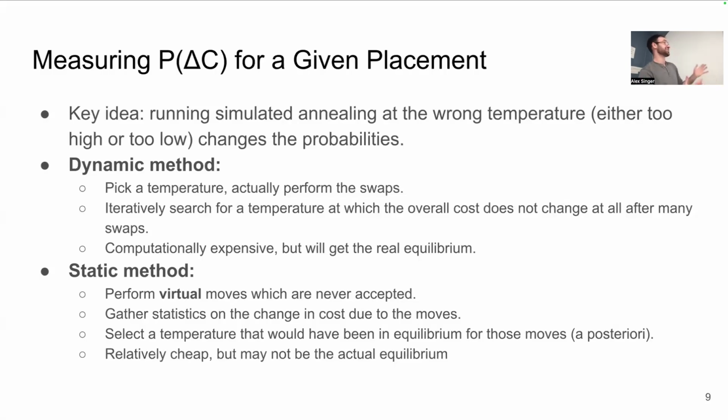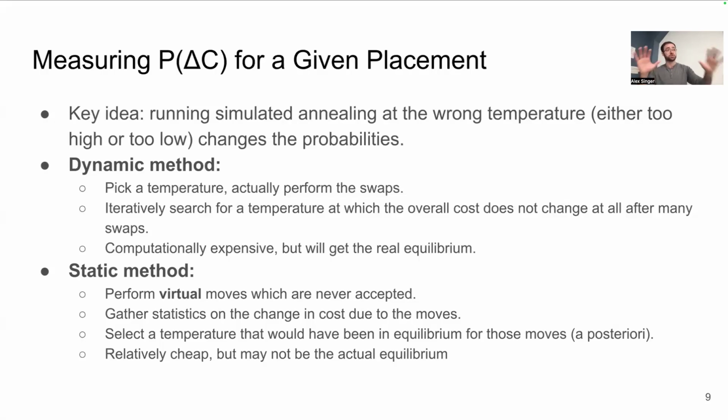Of course, this is actually relatively cheap. You only have to do those swaps once. You still have to do 10 to the 4, 10 to the 5 of them, but you only do them once. However, you may not actually be at the equilibrium. Or are you? So what they did in this paper is they actually did an experiment.